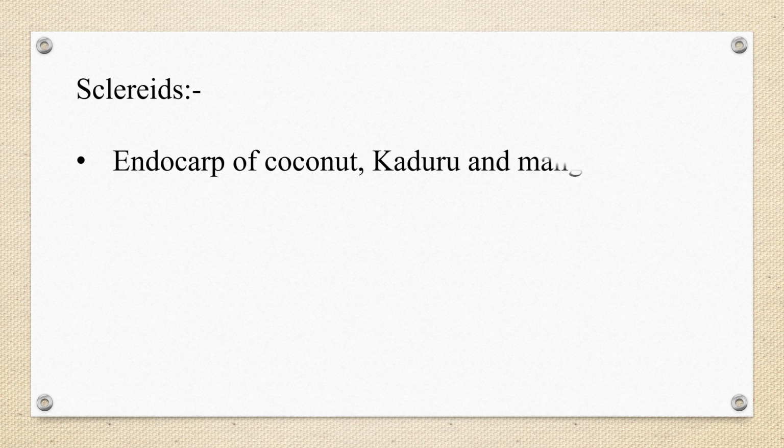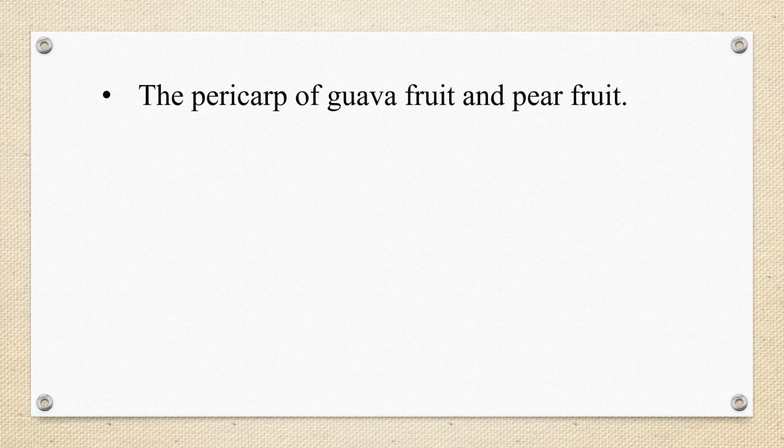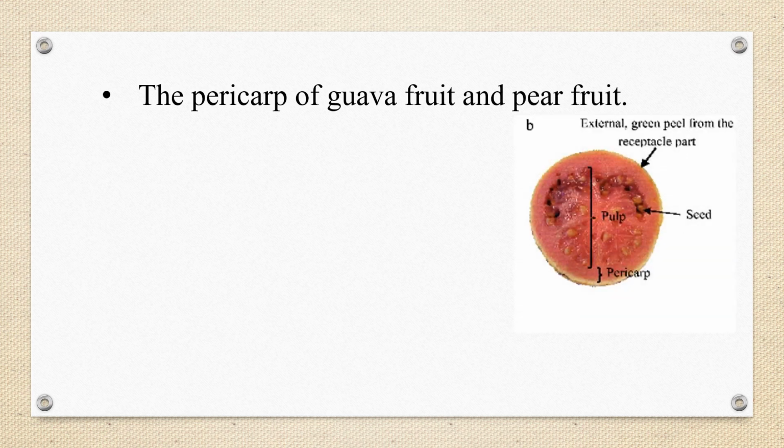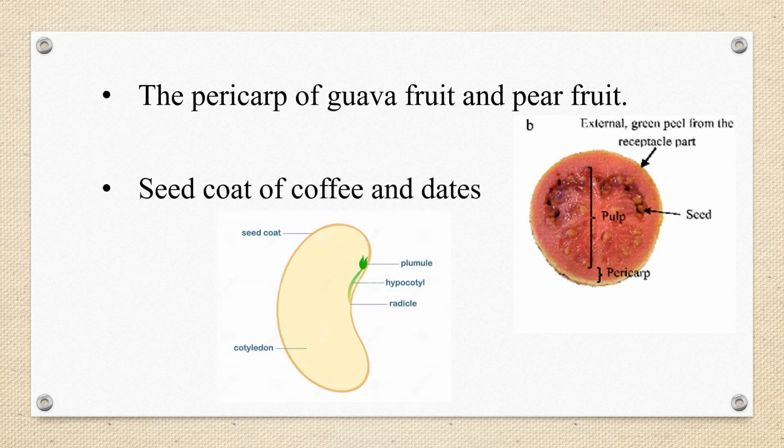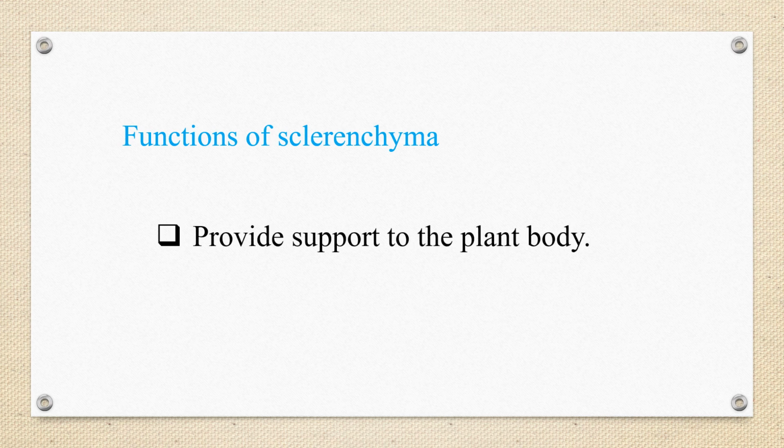Now we will see where the sclerites have situated. Endocarp of coconut, kaduru and mango fruits. You can see the endocarp of coconut fruit. Sclerites can be seen in the pericarp of guava fruit and pear fruit. In this picture, you can observe the pericarp. Pericarp is the outermost fleshy part of the fruit. Seed coat of coffee and dates. In this picture, you can see a cross section of a seed and the outermost part of a seed is called the seed coat. There is a function of sclerenchyma. It provides supports to the plant body.